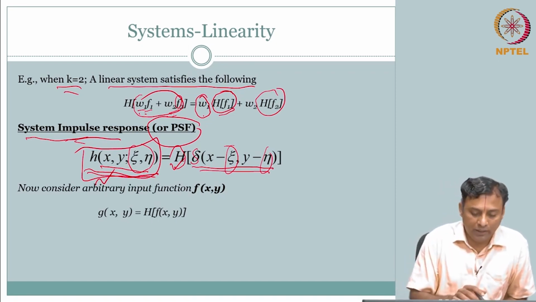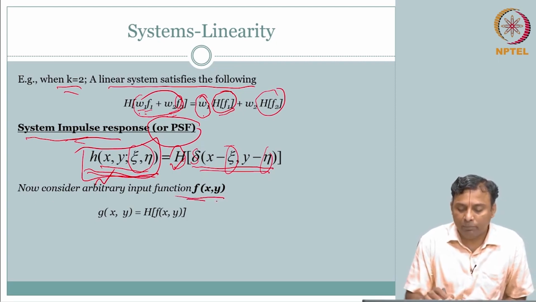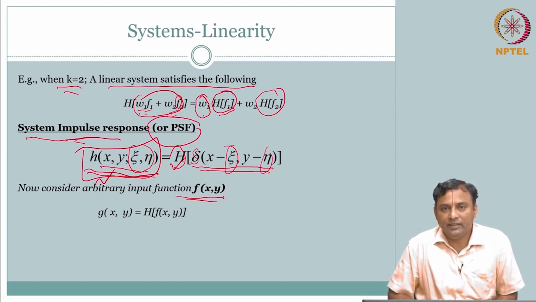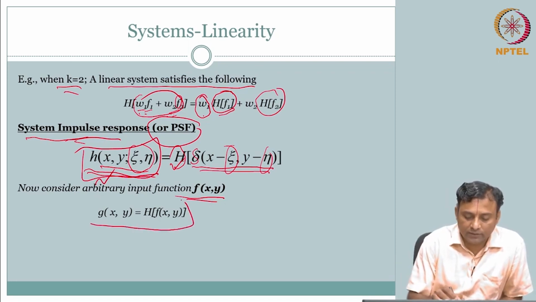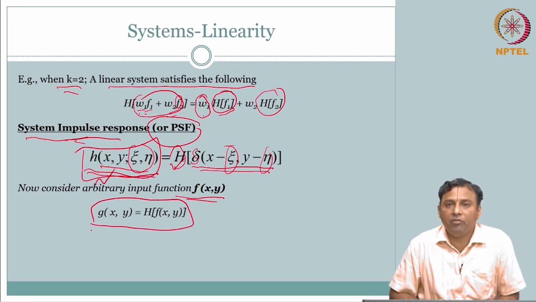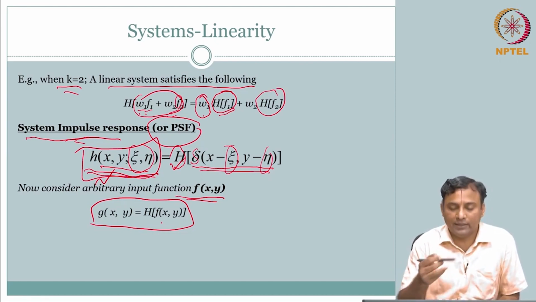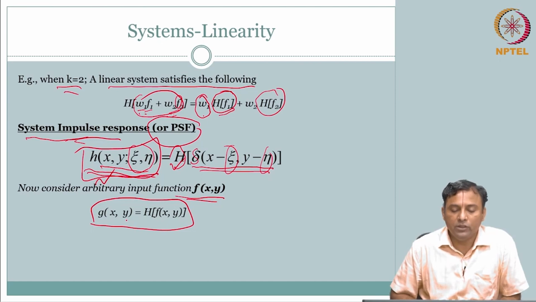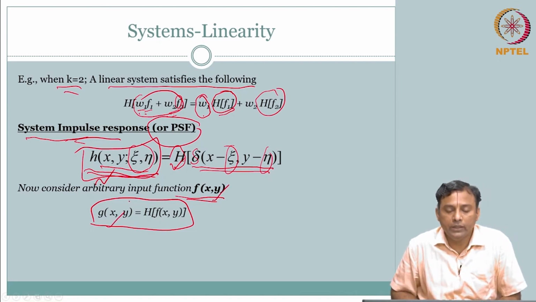Before we do that, let's just connect the two concepts. Now if you have an arbitrary input function f of x comma y, this we know, right? The first slide that we started with, when we reviewed systems, we said if you present the system with f of x comma y, h operates on f of x comma y to give an output g of x comma y. So for an arbitrary input, I know my output.